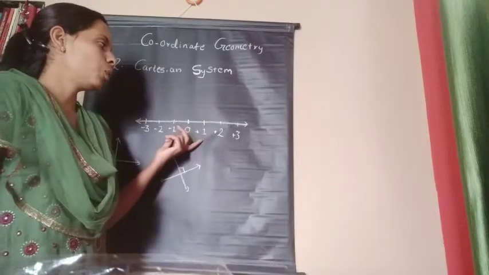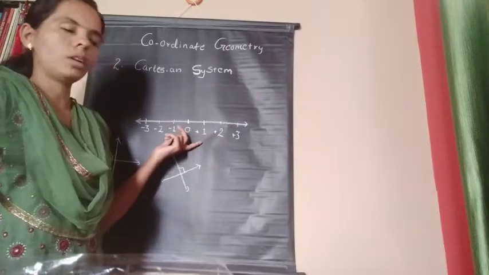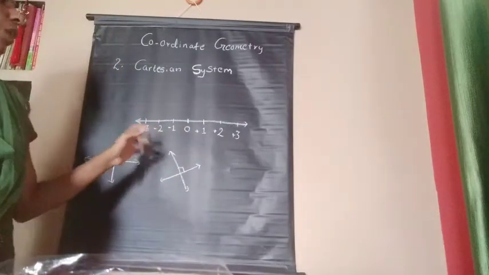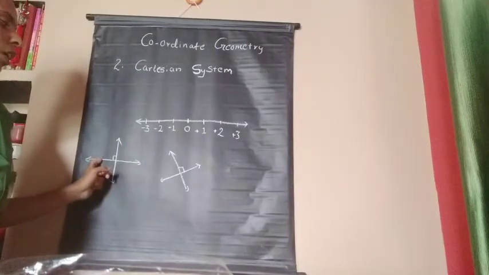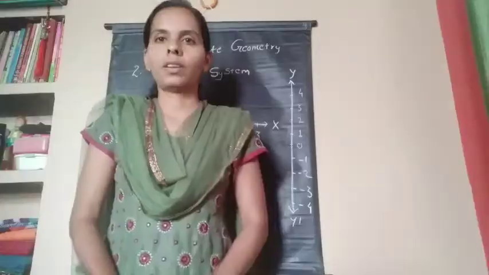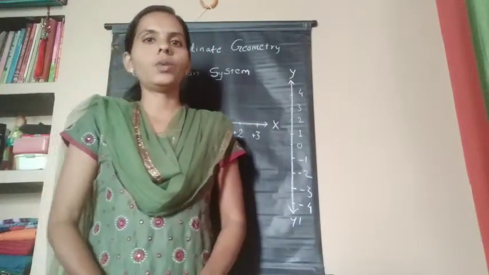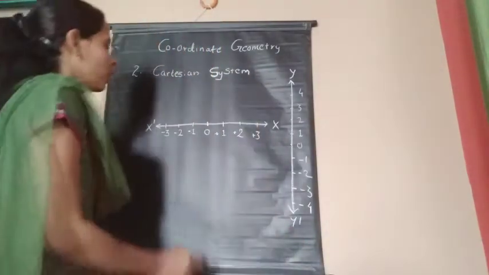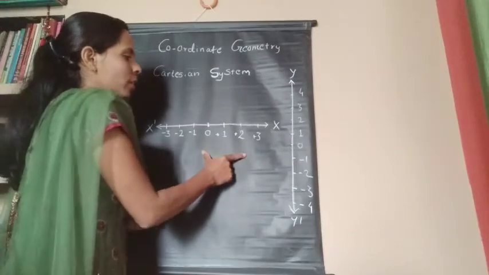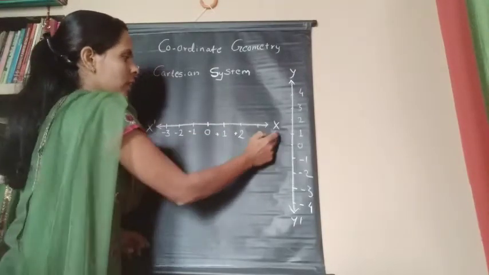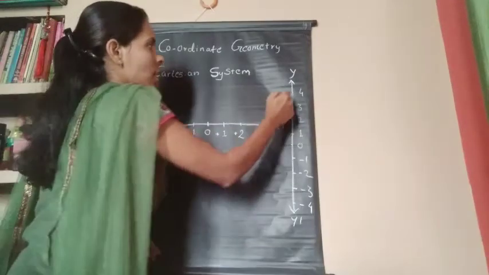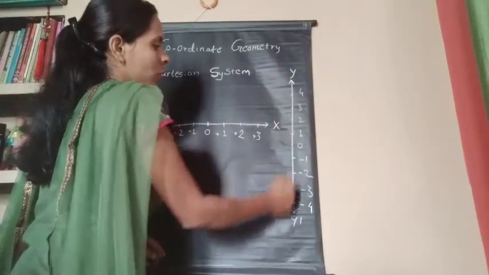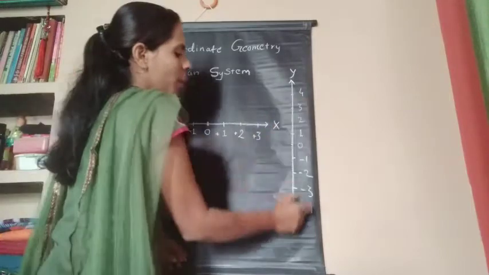We have an idea how to place numbers on a number line in a number system. Those lines we are going to use in the Cartesian system as lines perpendicular to each other. As Rene Descartes suggested, we use two lines. The first one is a horizontal line. The name for this line is x dash, or you can also call it x dash x, and the one perpendicular line is y dash.